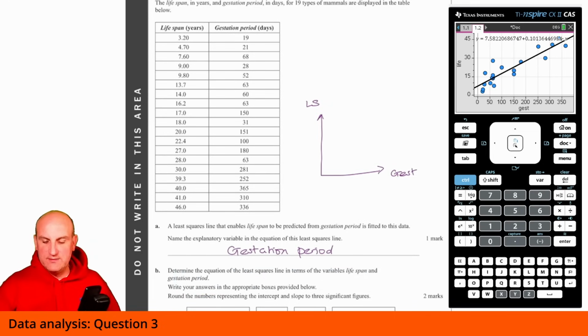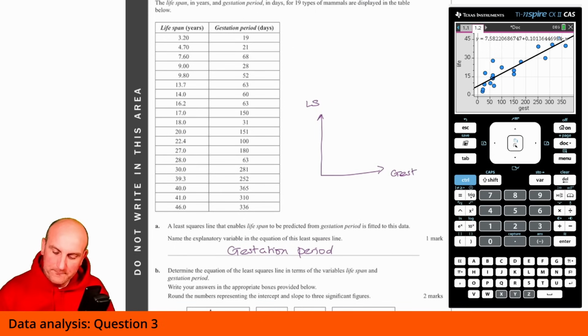What I tend to say to people is this: remember that your calculator is a dumb piece of machinery. So although it says y equals 7.5822, whatever it is, that's a lie. It's not actually y equals. It is what's on the y-axis, life and gestation period. And you'll notice here in the exam they've given you a section to fill in all the stuff, because I think VCAA are testing more and more now. So I tended to write there.